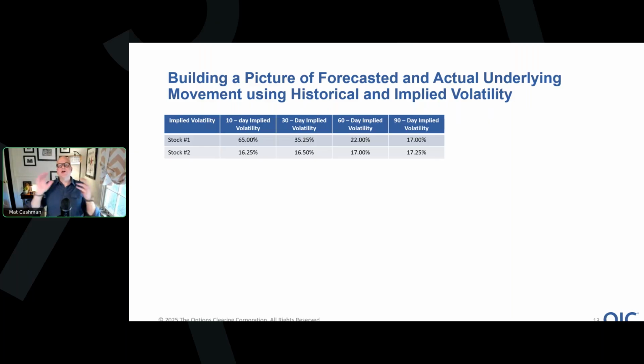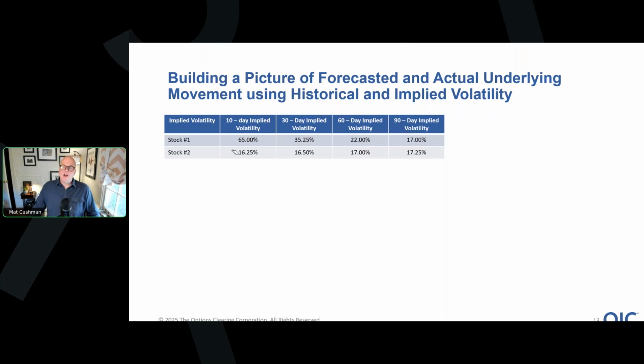So let's build a picture of what we're talking about here by using some forecasted and some underlying movement vols. So we're going to talk about the 10-day implied vol, the 30-day implied vol, the 60-day and the 90-day implied vol for two different stocks. You can think about this as like a kind of weekly option, basically right here, right? A monthly option, a 2-month option, and a 3-month option. And that's the way that I would really look at that when I'm looking at what these vols look like over time.